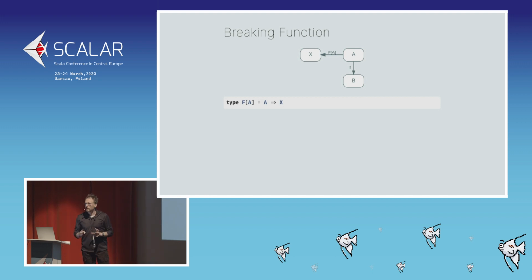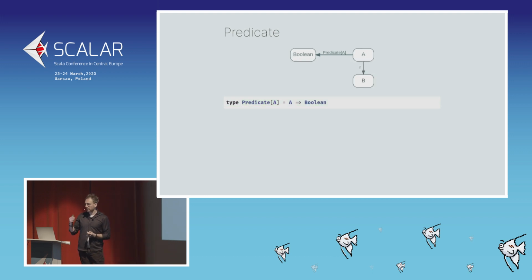So to make that a little bit concrete, we're going to put names to these x's and these f's. Typically, x, we could say, is Boolean. And in that case, f, a function from A to Boolean, is called a predicate on A. And that is our first counterexample. A predicate is a data type that is a type constructor, but not a functor.